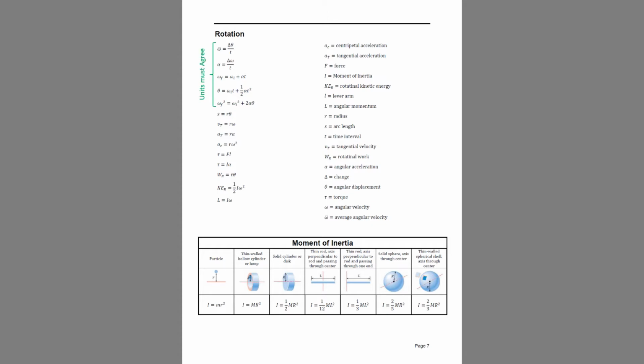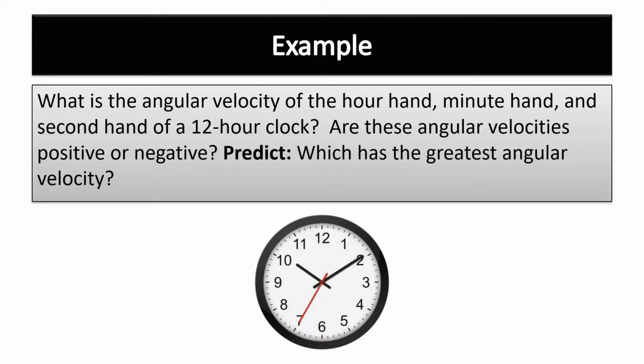Don't forget that, again, the units must agree with these, meaning if they're all in degrees, everything has to be degrees per second squared. But for these formulas down here, everything has to be in radians, radians per second squared. So let's do an example.